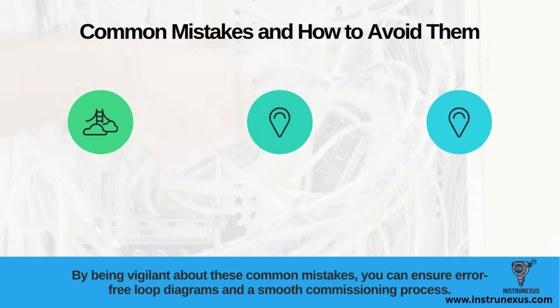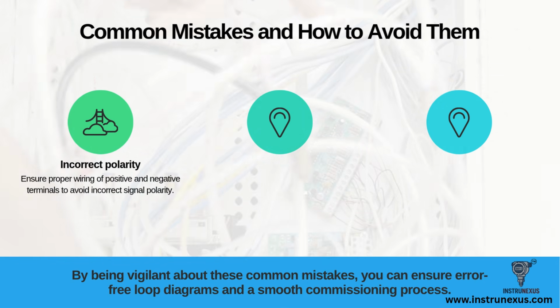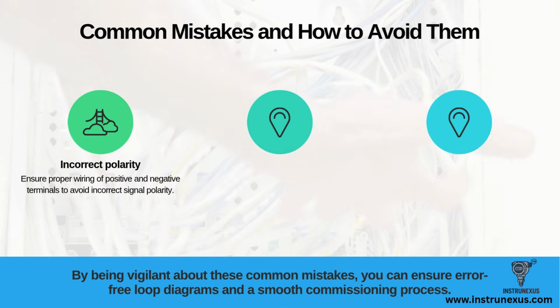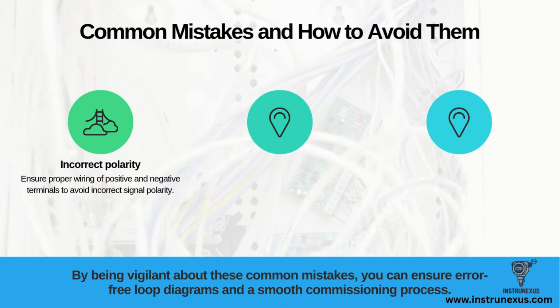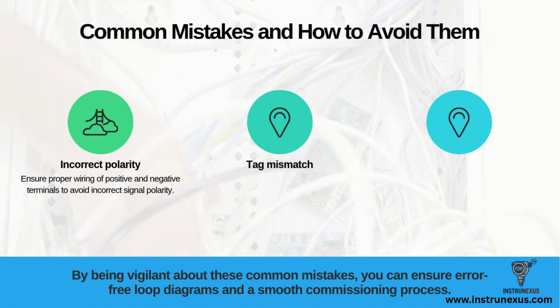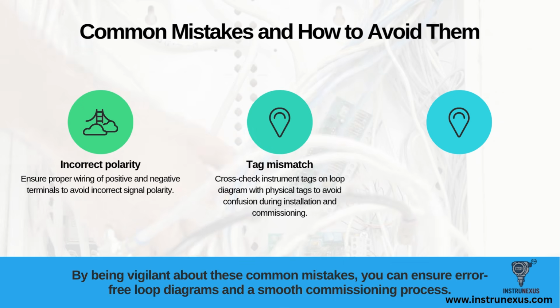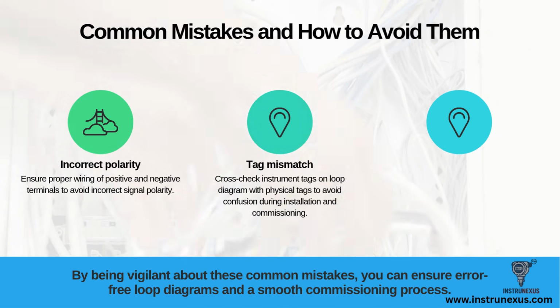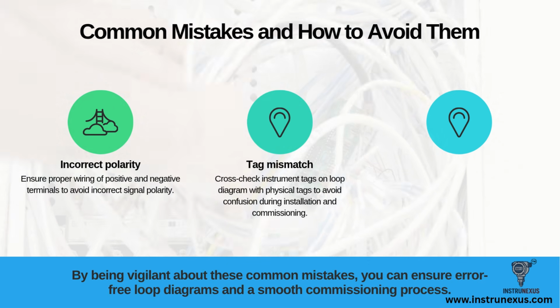First, incorrect polarity. For 2-wire loop-powered transmitters, wiring the positive and negative terminals backward will prevent the instrument from powering up. The loop diagram must make this polarity crystal clear. Second, tag mismatch. This is when the tag number on the loop diagram doesn't match the tag in the instrument index, on the P&ID, or on the physical device. This causes massive confusion during commissioning.